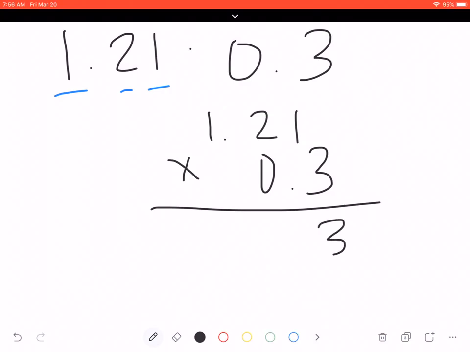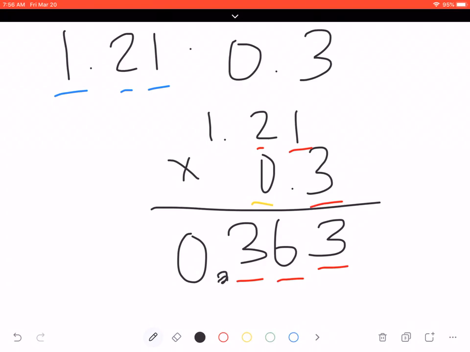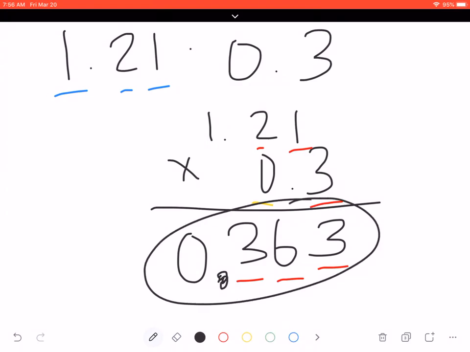3 times 1 is 3, 3 times 2 is 6, 3 times 1 is 3. This would be all zeros, so I just kind of ignore it. And then I'm just going to count places to the right of the decimal, 1, 2, 3. So that means I need to have 1, 2, 3 in my answer. And there's my ugly decimal. And then I've got 363 thousandths.